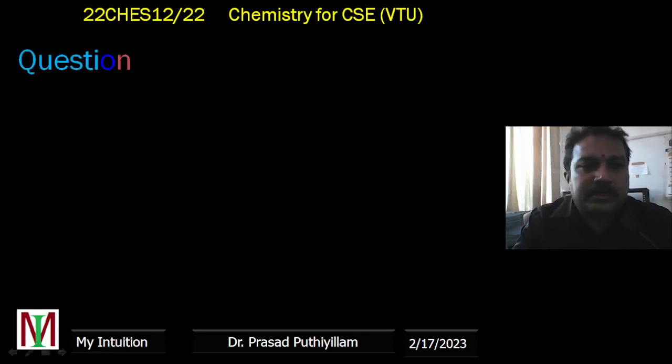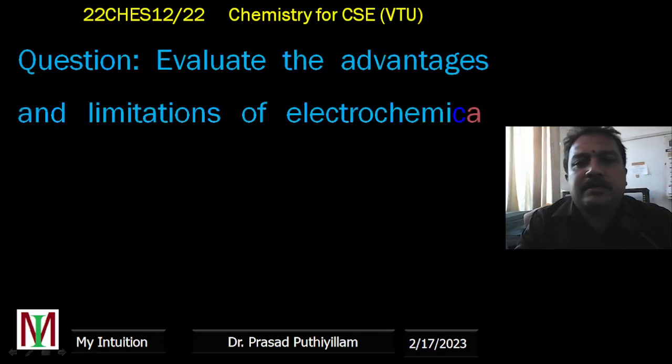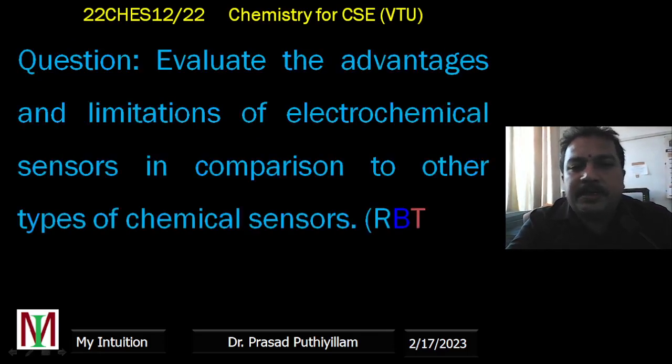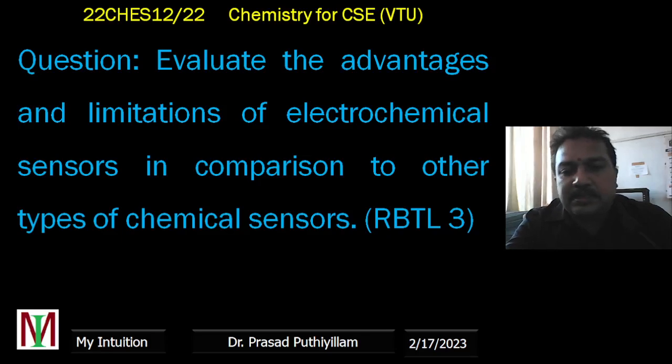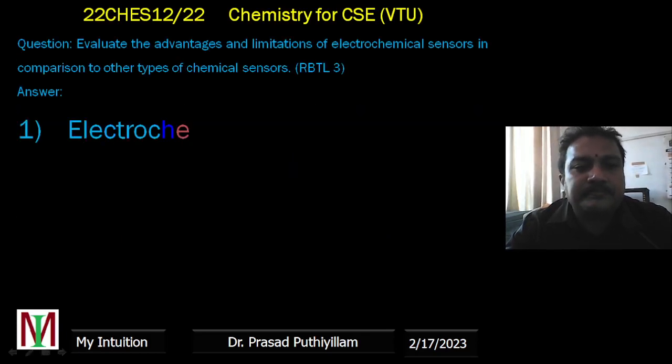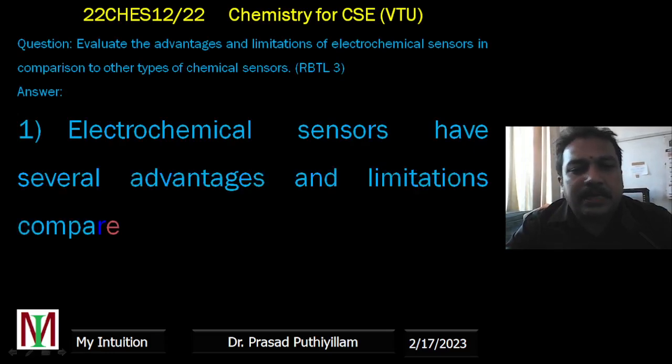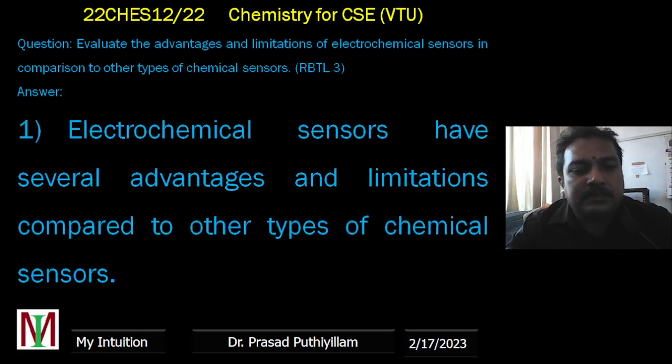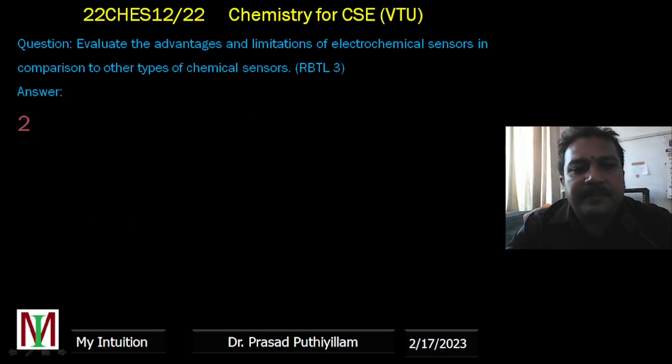Okay, next question. Question 3: Evaluate the advantages and limitations of electrochemical sensors in comparison to other types of chemical sensors. Answer. Electrochemical sensors have several advantages and limitations compared to other types of chemical sensors. There are many advantages. So, starting statement.